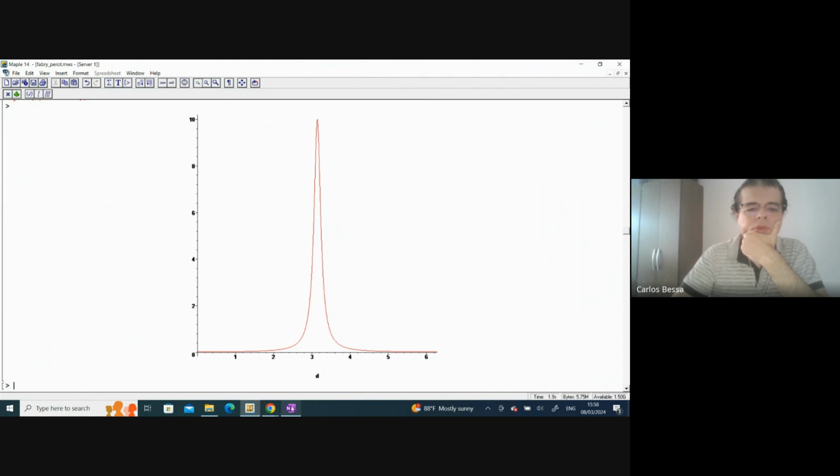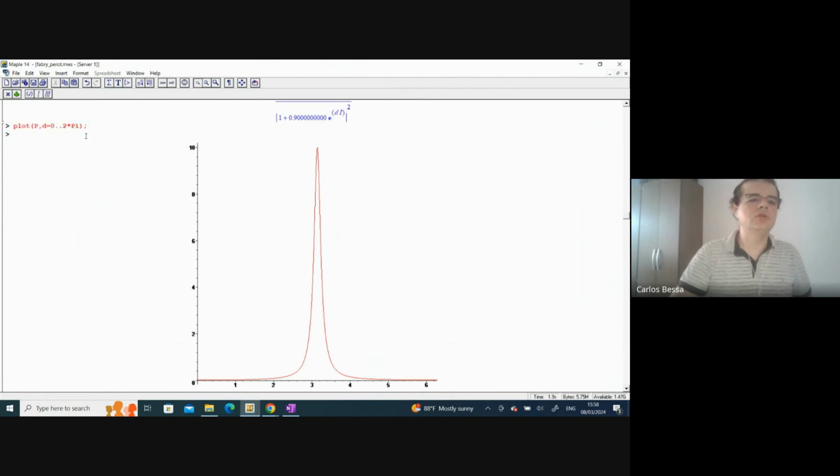So it's a maximum that's around 10. And note that's 10 when phi is about like 3. The interval is 0 to 2 pi. Pi is 3.14, right? So it's about pi here. The maximum is at pi.